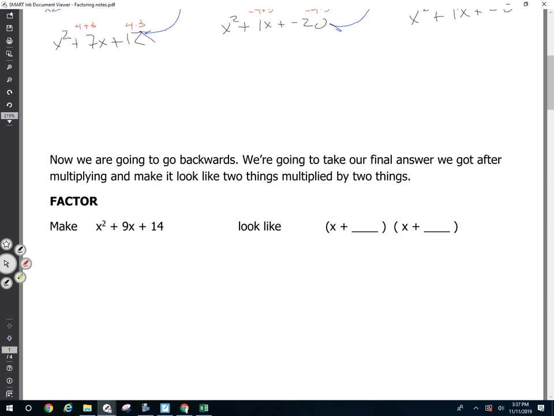I'm not going to put anything on my paper besides the fact that I know there's two numbers that add to get 9 and multiply to get 14. If I can figure out those numbers, I can factor x squared plus 9x plus 14. See if you guys can do it yourselves.